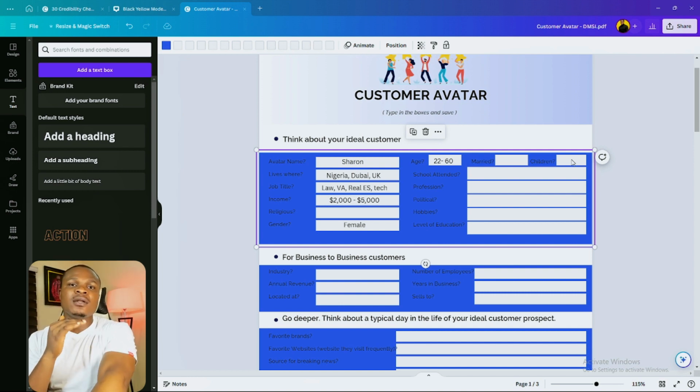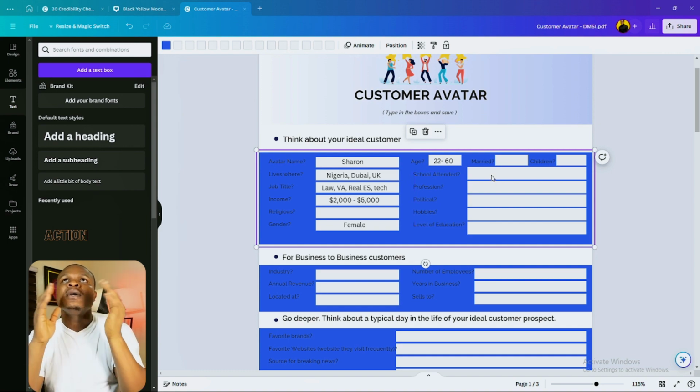And also the same for children. I don't need to start filling in whether they have children or not, because Brian's product can be directed to people who have children or don't have children. You get? So that's why I leave that particular place blank. Then school attended. Depending on where Brian decided to run his ads or the people he wants to target directly, I can decide to say, okay, I want to target people who attended such kind of school, because apparently it seems like people that attend those schools are of the high class.